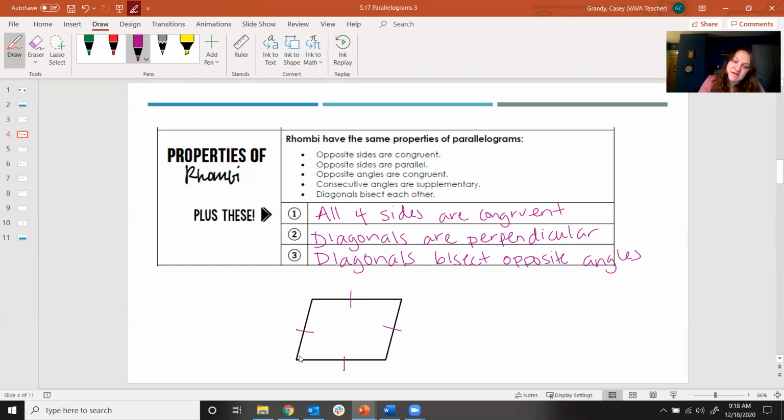Diagonals are perpendicular, so here's a diagonal, here's a diagonal. They would make 90-degree angles. And it doesn't matter where I put that 90-degree angle. I could have put it here, here, or here. It would have been the same. And the diagonals bisect opposite angles. So each angle is being bisected, which means cut in half. Okay.